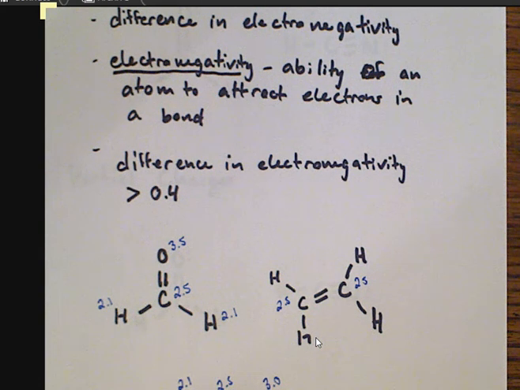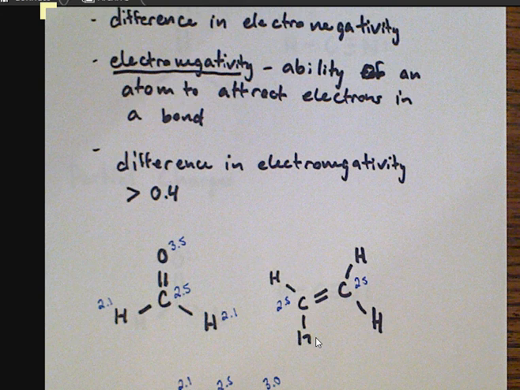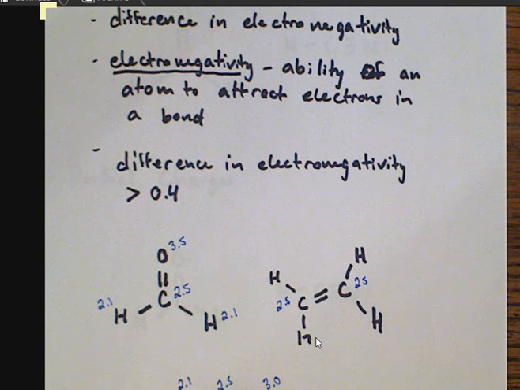Hydrogen is 2.1, carbon is 2.5, oxygen is 3.5, nitrogen is 3.0. Those are probably the most common ones that we run into in organic chemistry. There are a few others that we probably should talk about at some point.